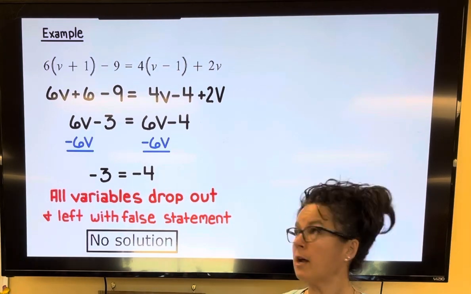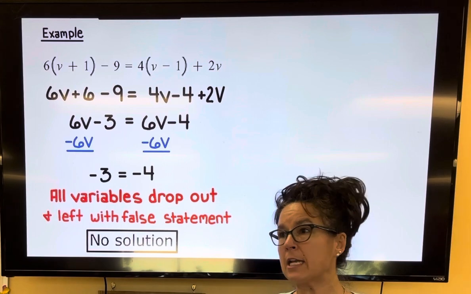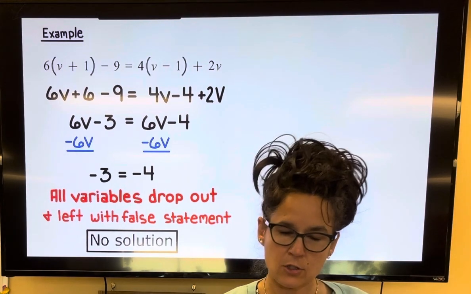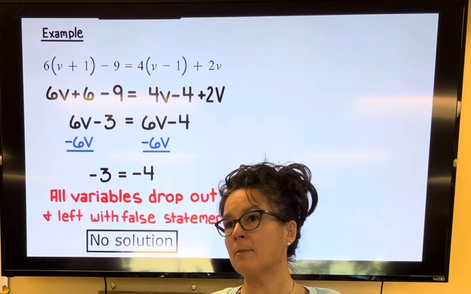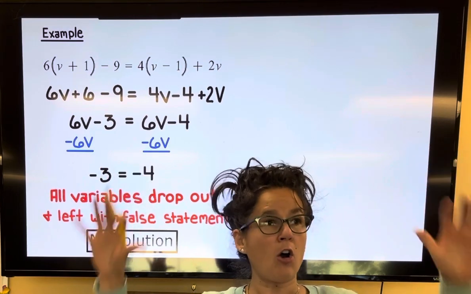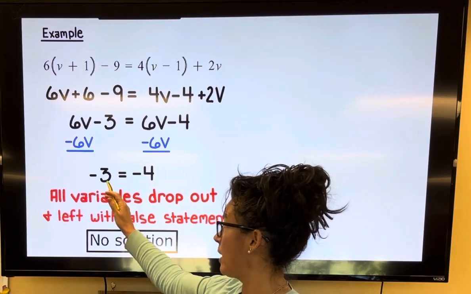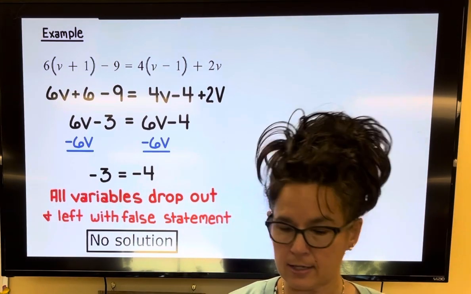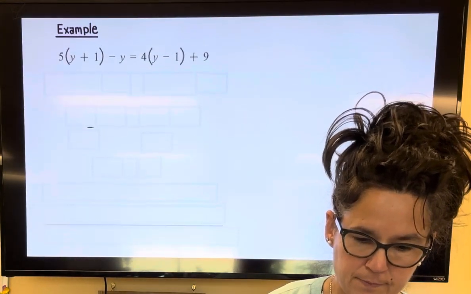No matter what number I try to substitute back into the original, there is not a number out there that will make this true. Okay, so now we're going to look at one more that has the other special case, but just a preview. In both special cases, all the variables drop out. But in this one, we were left with a false statement because -3 is not -4. Okay, so here we go on this one.